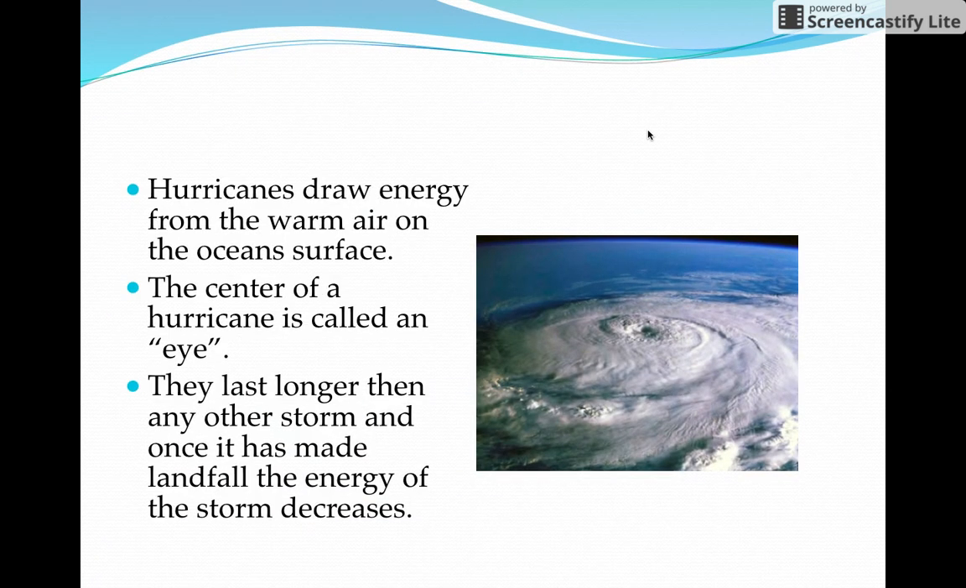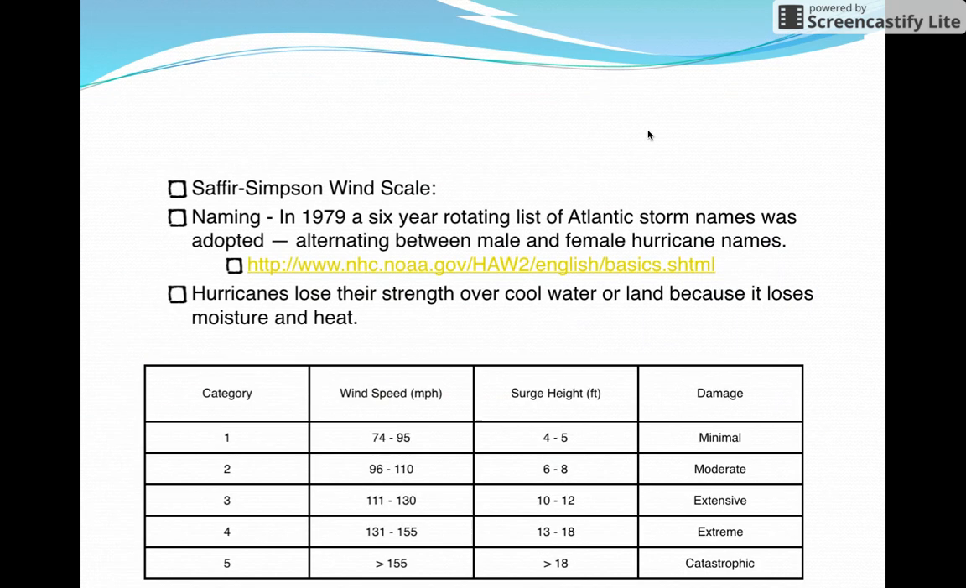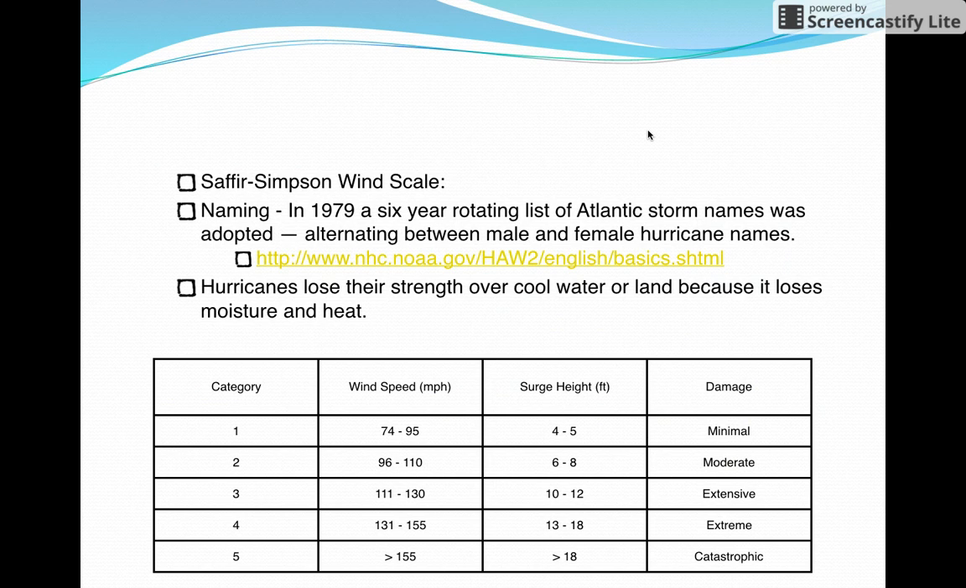Hurricanes draw energy from the warm air on the ocean surface. The center of a hurricane is called an eye. They last longer than any other storm, and once it has made landfall, the energy of the storm decreases. It's measured using a Saffir-Simpson wind scale, and the categories are listed for you below, ranging from a category 1 to a category 5. In 1979, a 6-year rotating list of hurricane names was formed.